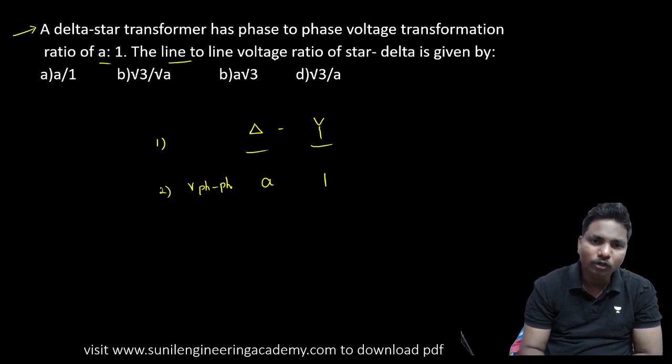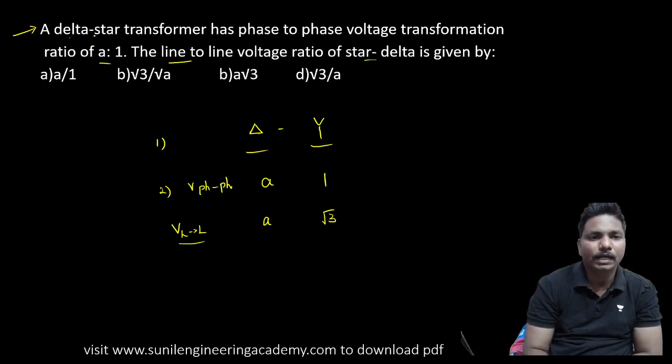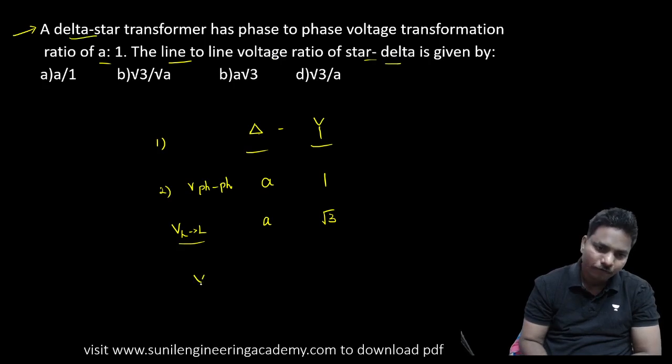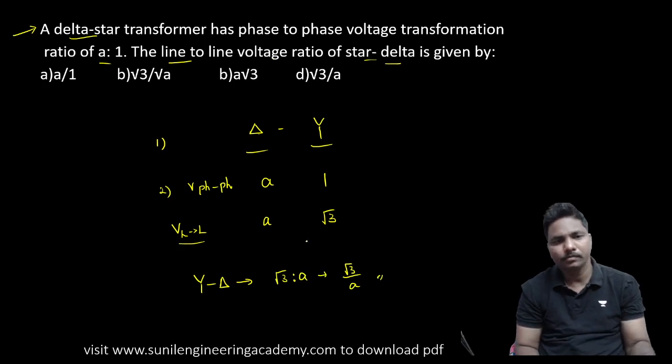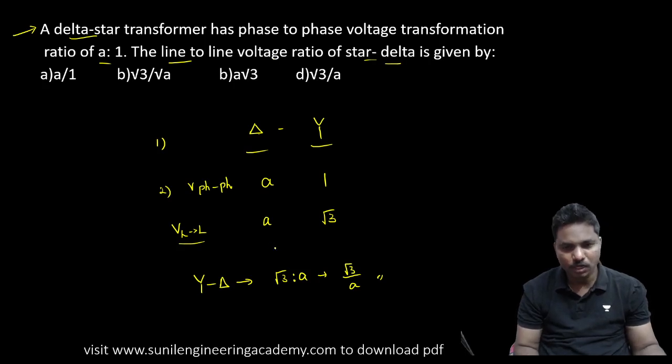Now they are asking the line to line voltage ratio of star delta. First of all, find out the line to line ratio here. For delta, line voltage is equal to phase voltage, same. For star, line voltage is equal to root 3 times. So now you are getting the line to line ratio for delta star, but they are asking star delta. If you want star delta, reverse it. Root 3 is to A, that is equal to root 3 by A. Clear? So the answer is option D.